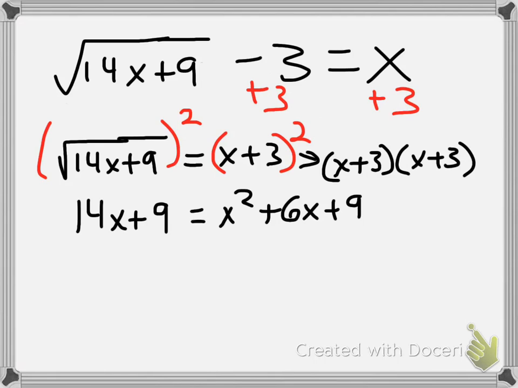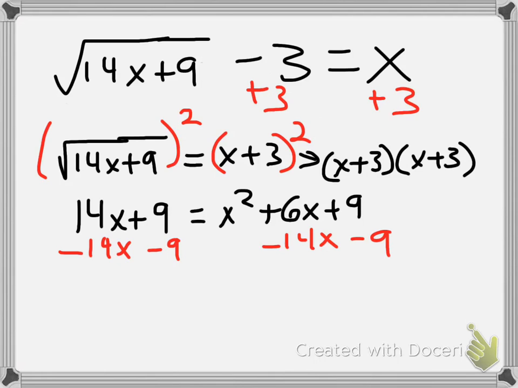Now I want to isolate my x. And since I have an x squared, or a quadratic, it's usually more helpful to get all your terms on one side. So I'm going to subtract my 14x from both sides, and I will subtract my 9 from both sides.